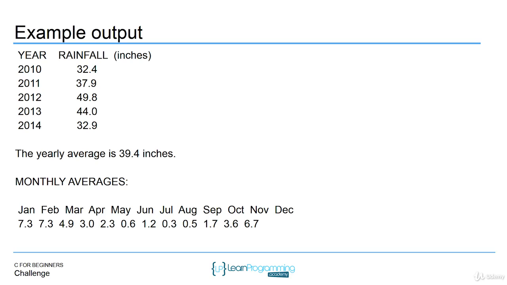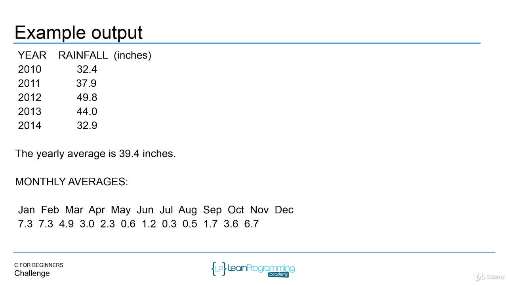So what you should first do is have a for loop and an inner for loop and go through it to calculate the total rain for each year. And then have a loop to print it out. And also, you probably want to create a second loop with an inner loop that goes through all of the months for each year and calculates the monthly averages.